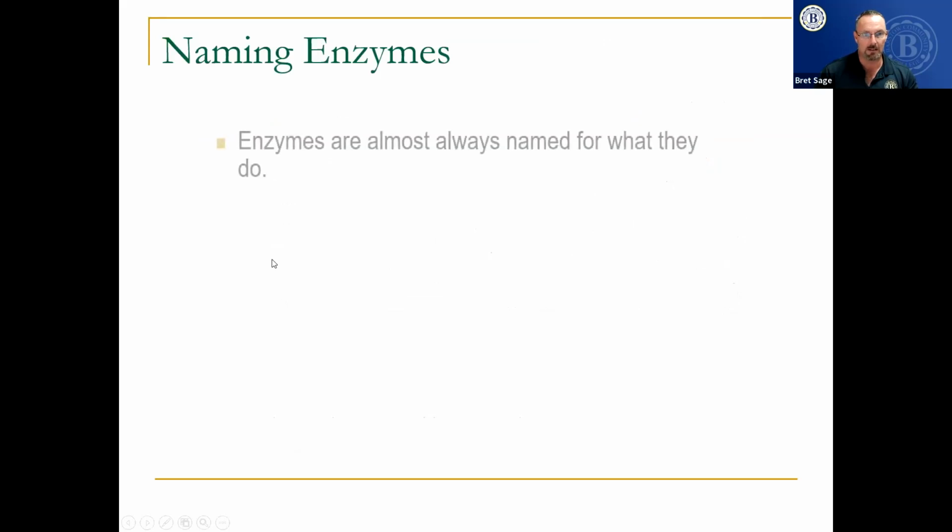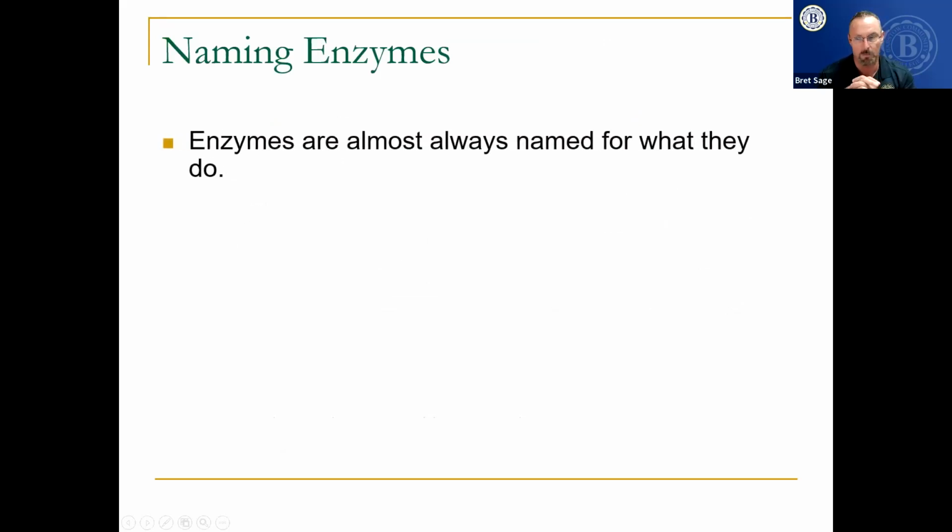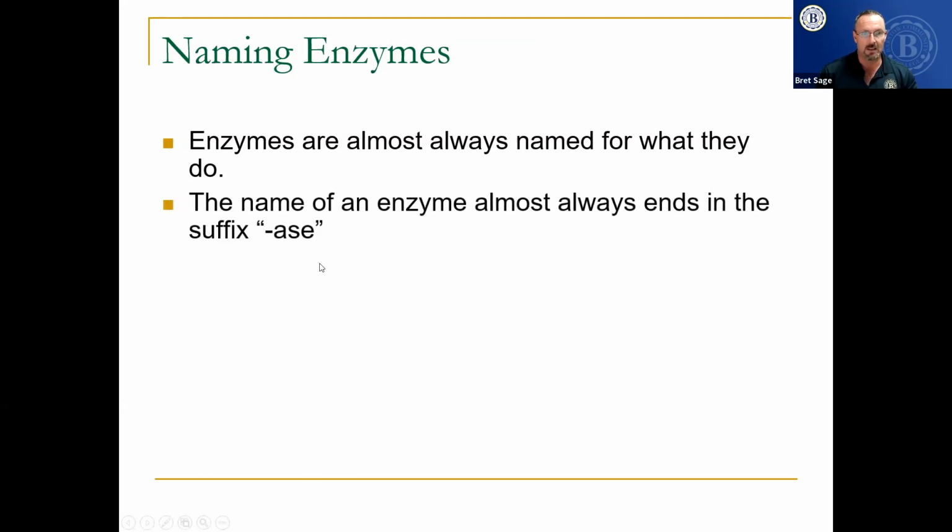All right, so how do we name enzymes? Enzymes are almost always named for what they do. You can tell what an enzyme does just by looking at its name. The name of an enzyme almost always ends in the suffix ase. Now, what is the suffix for sugars? You guys have heard of sugars: glucose, fructose, sucrose. What are the three letters at the end of all of those? Well, it's OSE. OSE means sugar. ASE means enzyme. So when you see a word that ends in ASE in biology, that means an enzyme. Not all enzymes have the ASE ending, but most do.